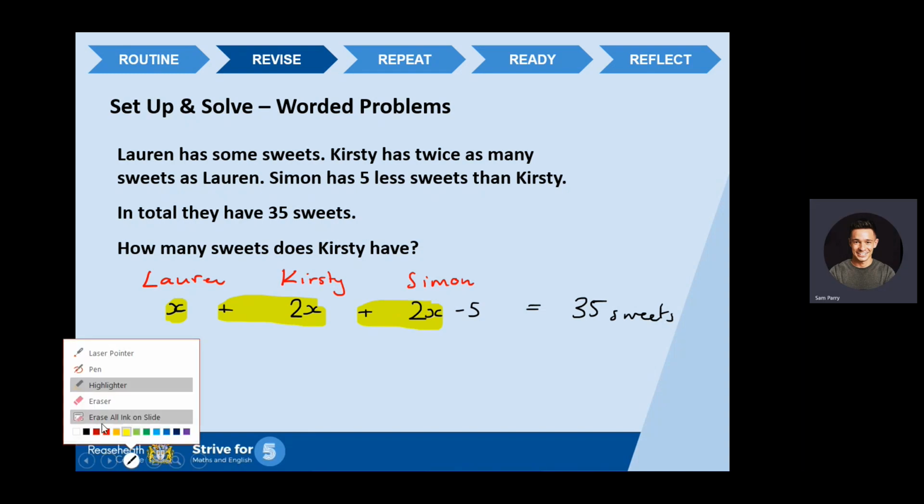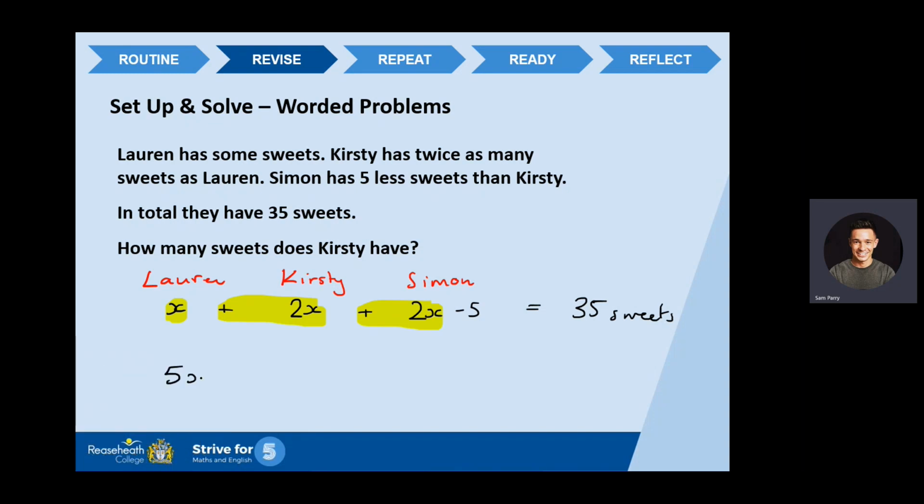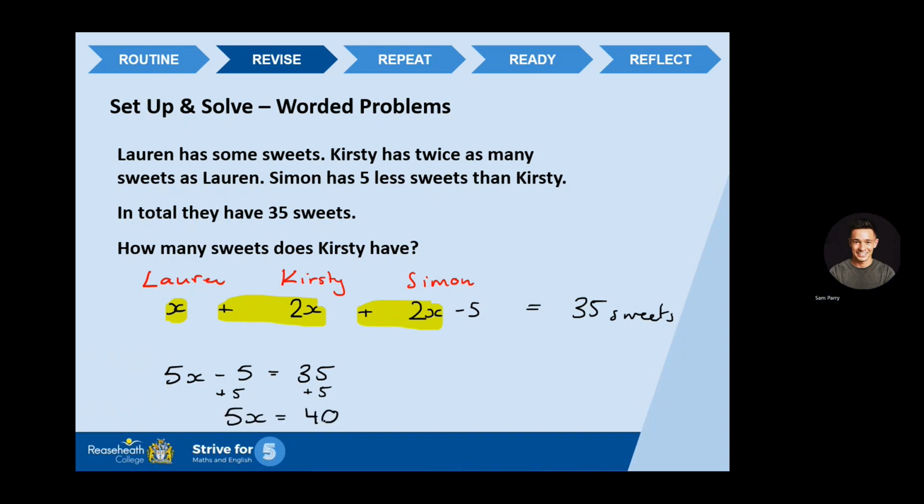How many x's do I have altogether? I've got 5x. So I've got 5x minus 5 equals 35. What do I need to do? Get rid of the minus 5. I do the opposite. I add 5 to both sides. So I'm going to have 5x equals 40.